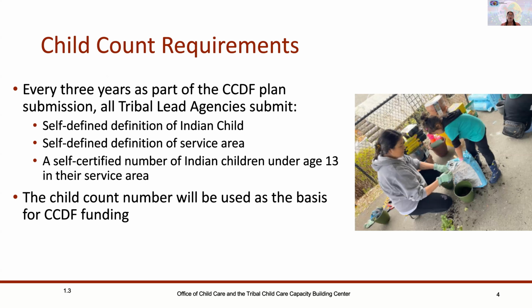Every 3 years, as part of the CCDF plan submission, all tribal agencies submit a self-certified number of Indian children under the age of 13 in their service area that will be used as the basis for the CCDF funding formula for a 3-year period. The child count declaration or number is used by ACF to calculate the amount of the grant award for each tribal lead agency on an annual basis. The children counted are based on children who meet your definition of an Indian child that reside within your self-defined service area.